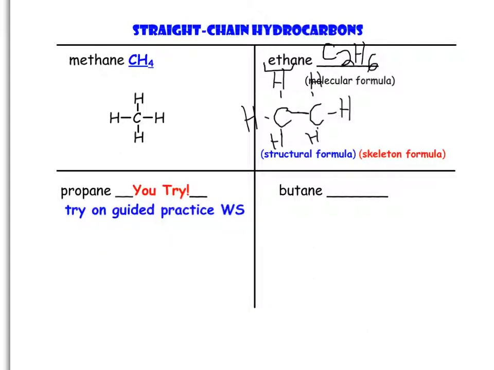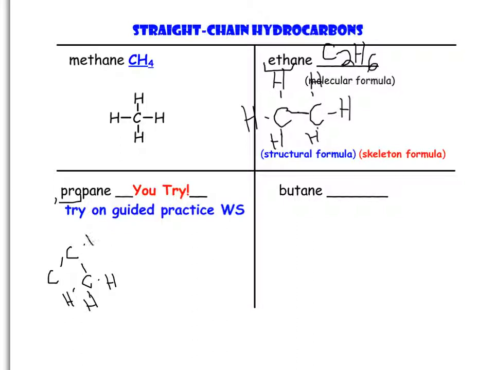And now I would like you to please pause the video and try and draw propane and butane on your own. Alright, now that you have tried both of these, let's go through and draw them. So propane, prop meaning 3, we would draw this as carbon, bonded to carbon, bonded to carbon. So we have our 3 carbons, and then we just need to add in our hydrogens.